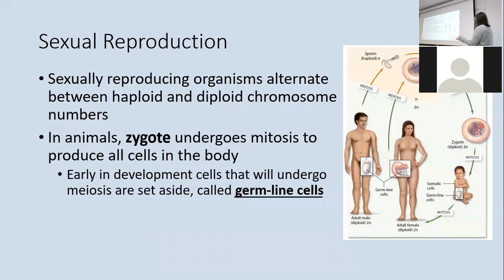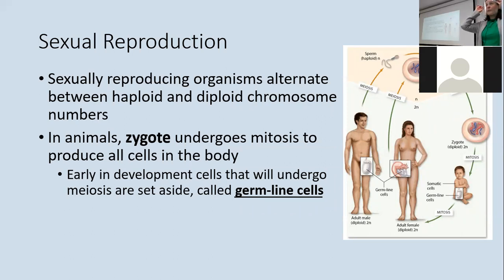All sexually reproducing organisms alternate between haploid and diploid chromosome numbers, essentially. In animals, which is where we'll keep our focus, the zygote undergoes mitosis to produce all the cells in the body. Sperm and egg come together to make this single zygote cell that has a combination of DNA from both parents. Then that cell undergoes mitosis, which we already talked about a whole lot, and grows into an organism, a person, a cat, whatever.